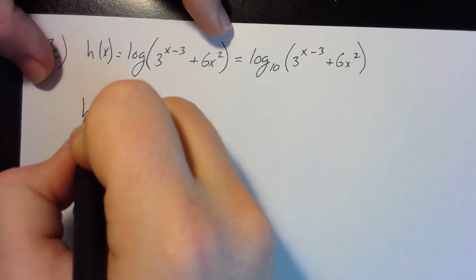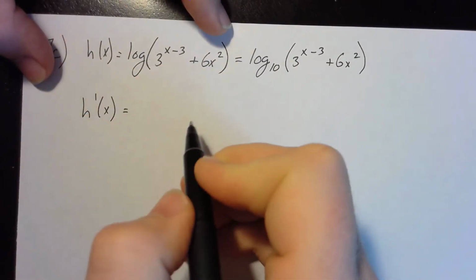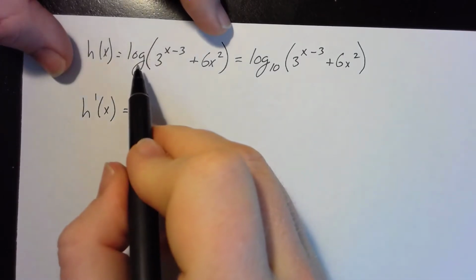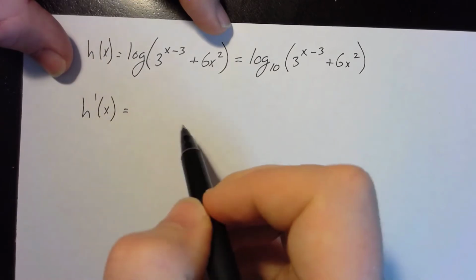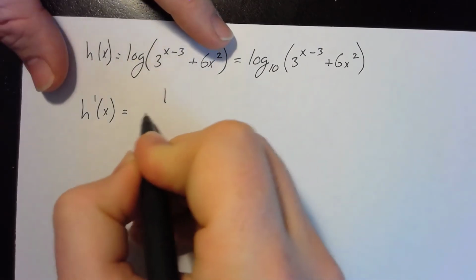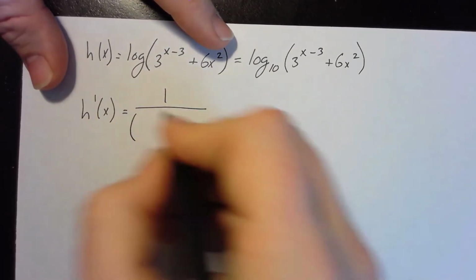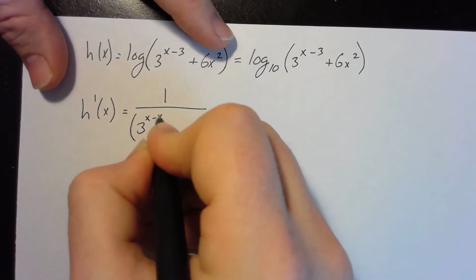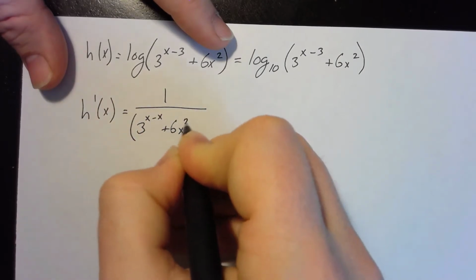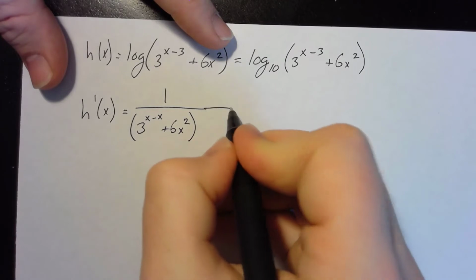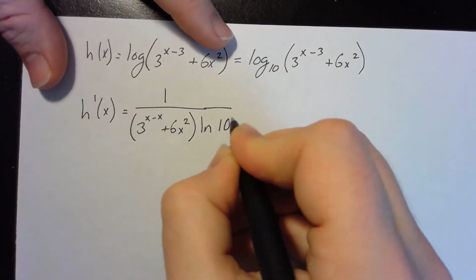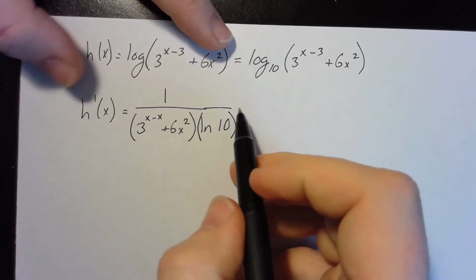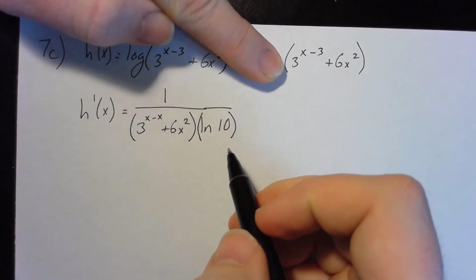So now when I go to take my derivative, h prime of x is going to be equal to, well, remember, I'm taking the derivative of a log. The derivative of a natural log is 1 over whatever's inside. So I'm going to first start with that piece. The derivative of any log is 1 divided by the inside stuff. Don't forget that we have to multiply in the denominator by the natural log of the base, where the base in this case is 10. So that is the derivative of log base 10 of anything.